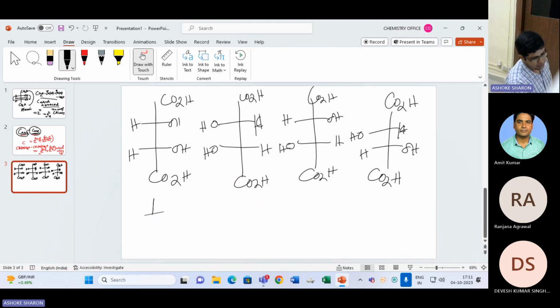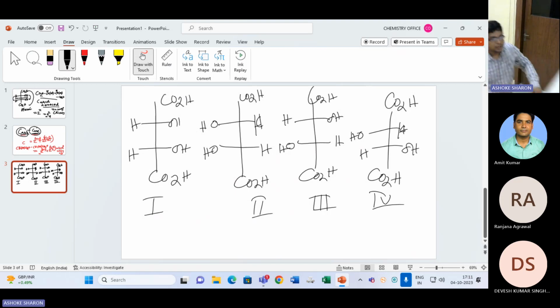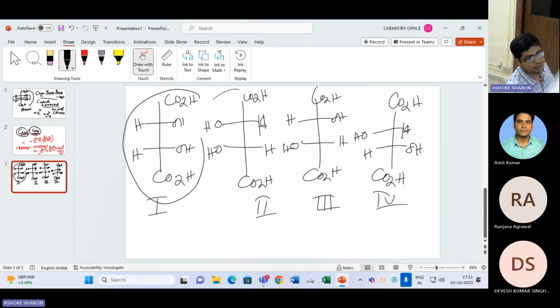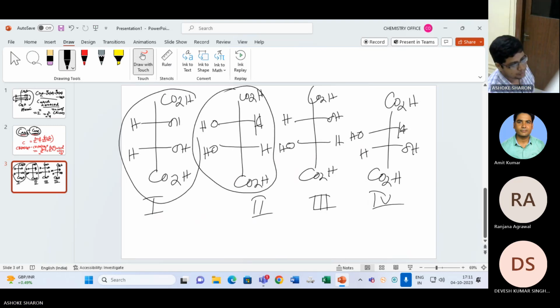So logically, if I consider 2 chiral centers, that means you are getting 4 isomers. But if you see this compound and this compound, we call both of them meso compounds. So we call both compounds the same. So we consider this as 1, this is 2, and this is 3. So these two compounds are the same compound.